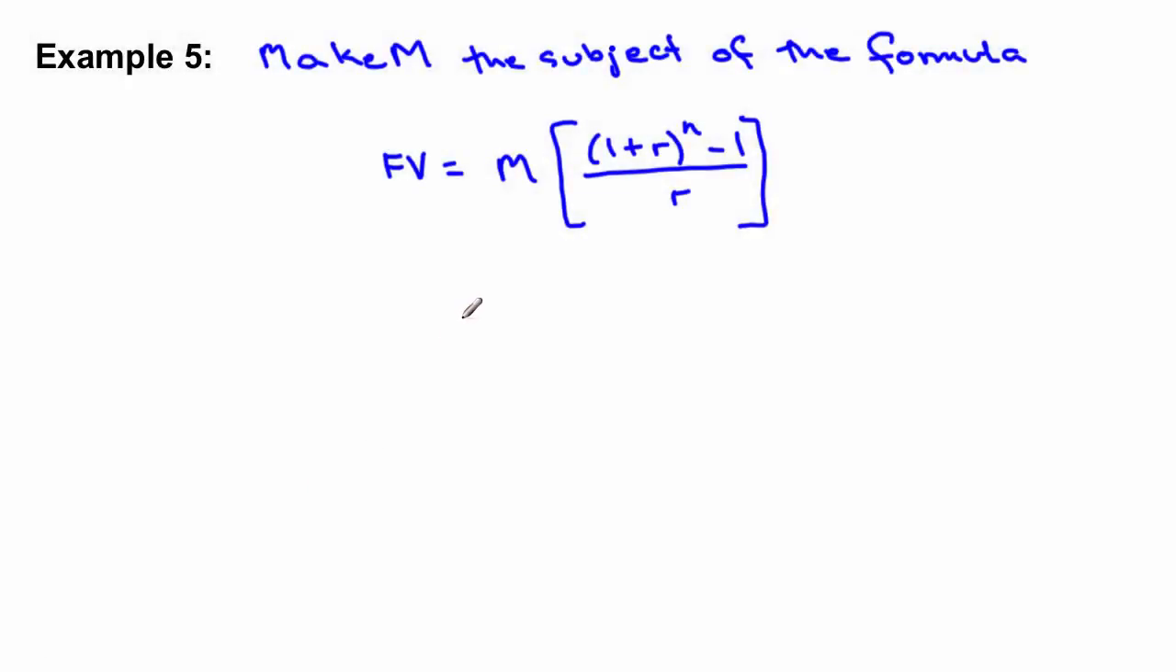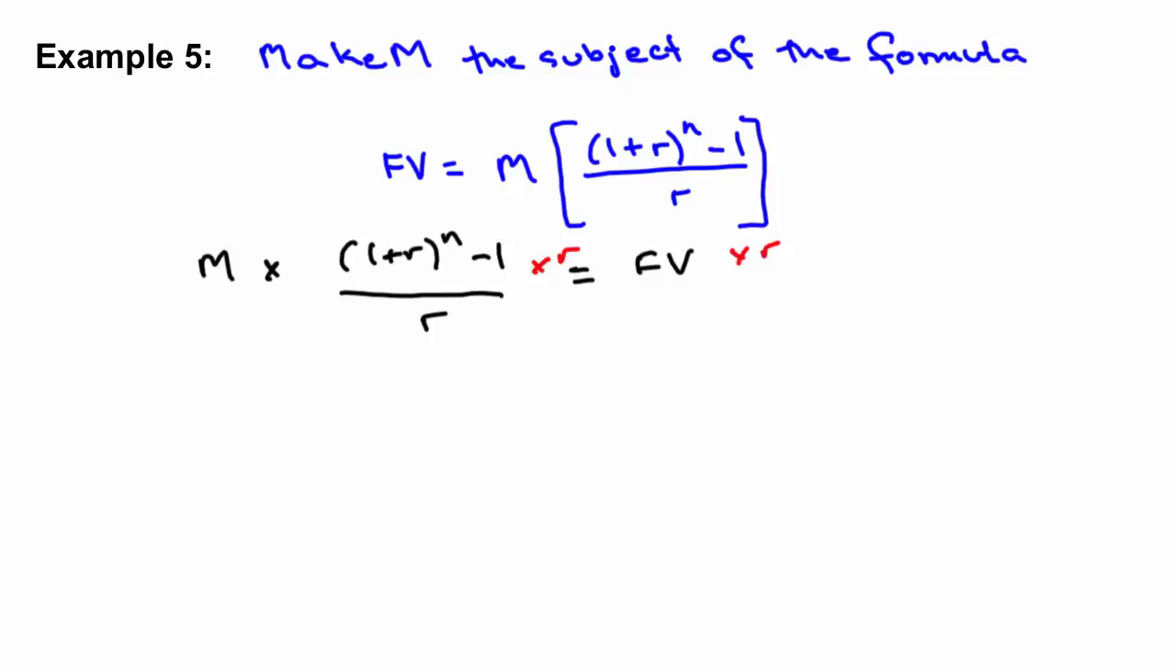This is a fairly common equation used to find the future value of an investment, but we're going to find the value of m in this case by rearranging it. So on this side I'm going to write m times, and I'm just going to take the brackets away, and you'll see why in a moment, all over r, and that's equal to the future value. Now we're going to get rid of the r first of all onto the other side, so I'm going to times r on both sides.